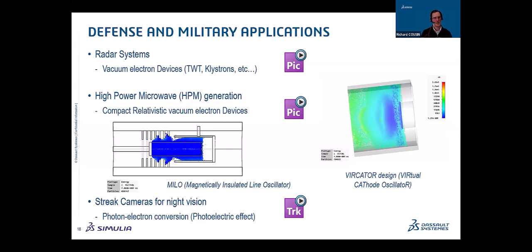But you also have the so-called high power microwaves, which are related to compact relativistic vacuum electron devices. Here, for instance, you have two examples. You have the magnetically insulated line oscillator. So this is an oscillator; you can see it like a linear magnetron, for instance. You have interactions in these RF structures, which generate a microwave at the output of the tube. We also have the so-called Vircator. Vircator design can also be done with our tools.